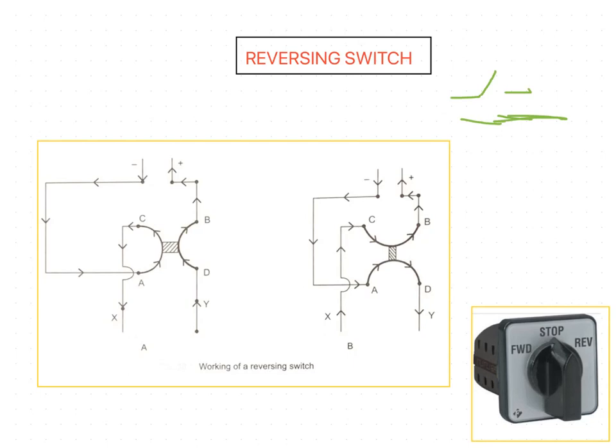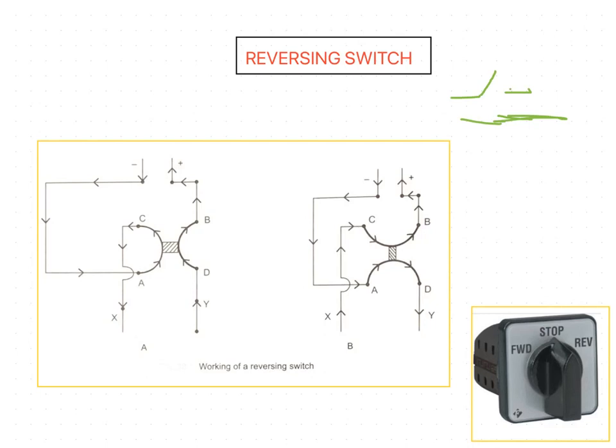If the switch is off, the circuit is open and the current will not flow. That is the main function of a switch. So the current is turned on and off by means of a switch. But this reversing switch is actually a device.